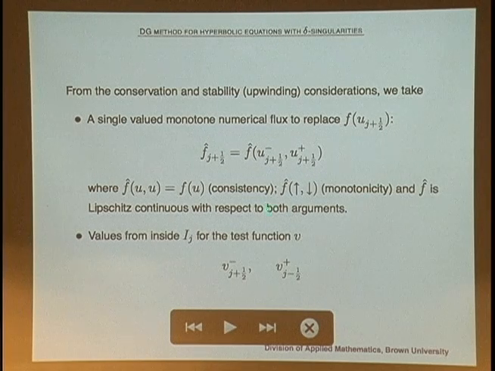So for hyperbolic problems, the treatment of this ambiguity u of j plus half is the following. You replace f of u_{j+1/2}, which is not well defined, by f hat, which is a function of two variables rather than one. It depends on both the left limit and the right limit, and it satisfies these three conditions. So it's consistent. In other words, if you don't have a jump, then you should return f of u.